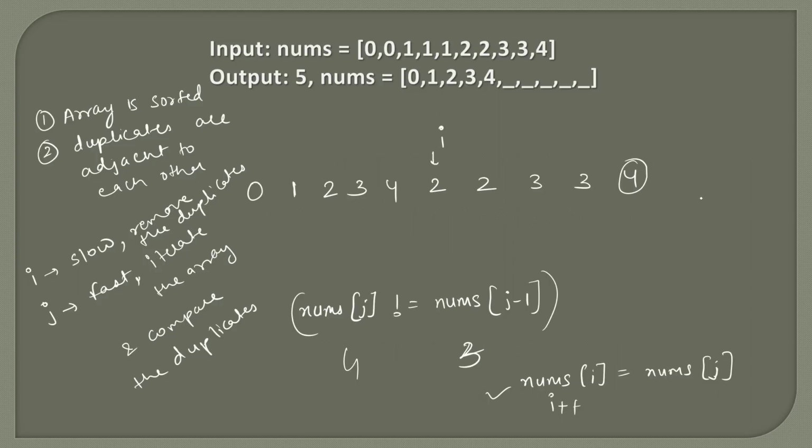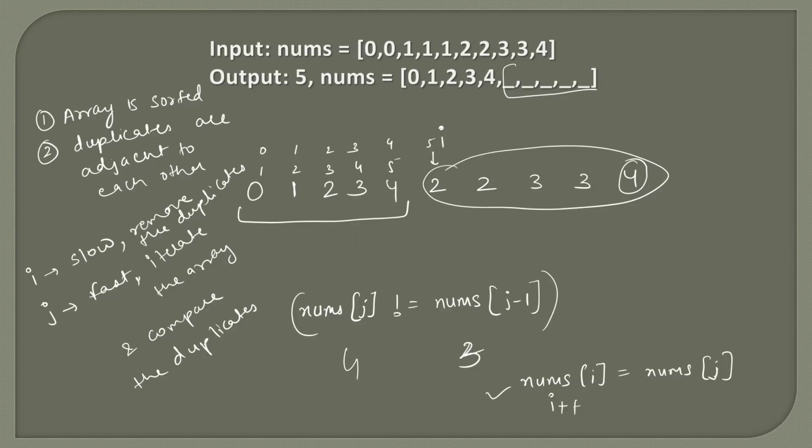So now j has traversed till the end of the array and we know that we have removed all the duplicates till this point. If we count the number of elements, we have 1, 2, 3, 4, 5. So our output would be 5. As this is an array, this is 0 index, first, second, third, fourth, and this is fifth. So we simply return the value which is stored in i, which is 5. The rest of the elements can be ignored. Our task was to remove all the duplicates such that each element appears only once.